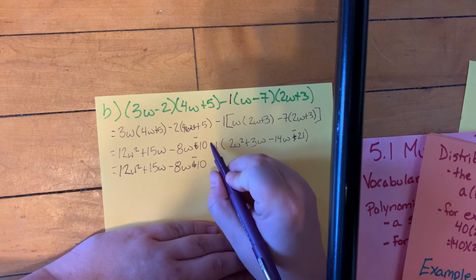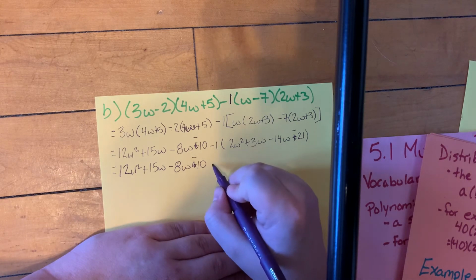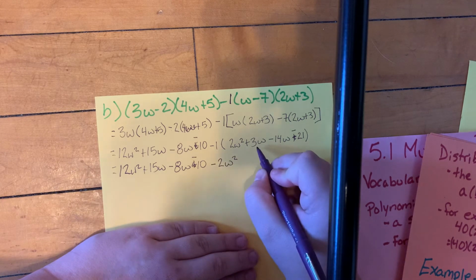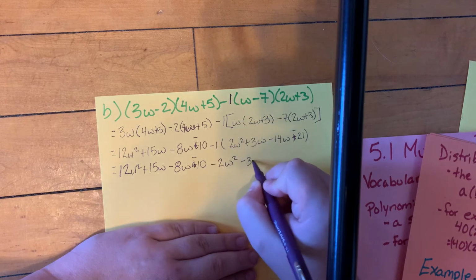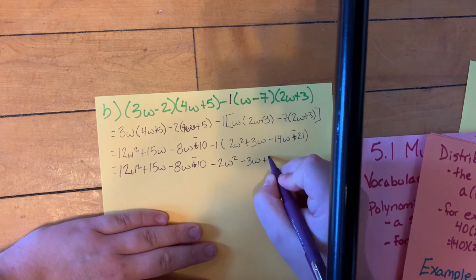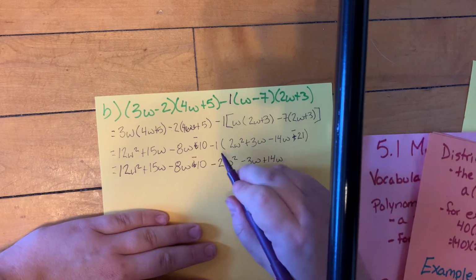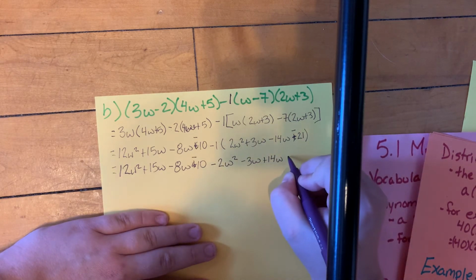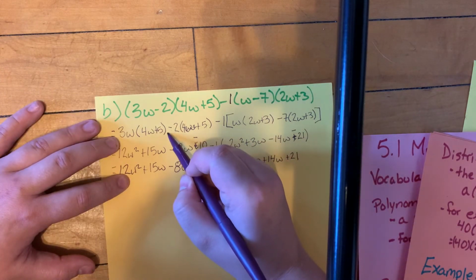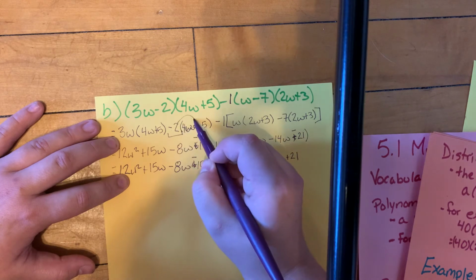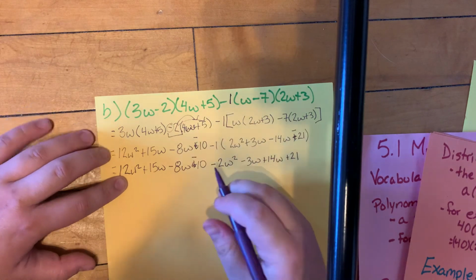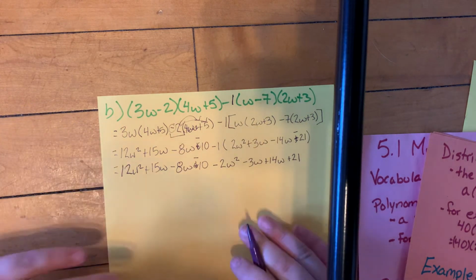So now we have negative 1 times 2. We have negative 2w squared. Negative 1 times 3 is negative 3w. Negative 1 times negative 14 gives us a positive 14w. Negative 1 times negative 21 gives us a positive 21. So make sure that you remember that this whole thing multiplies. So remember to bring your sign with you. I forgot and I almost made us a mistake.